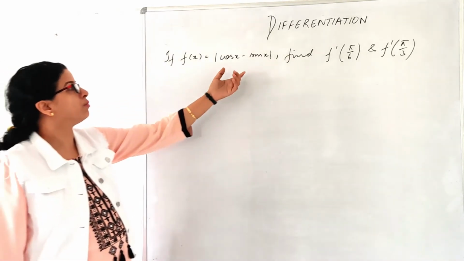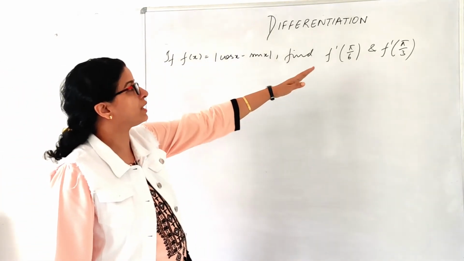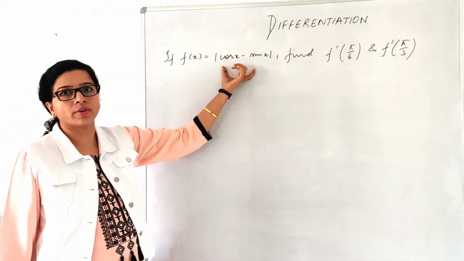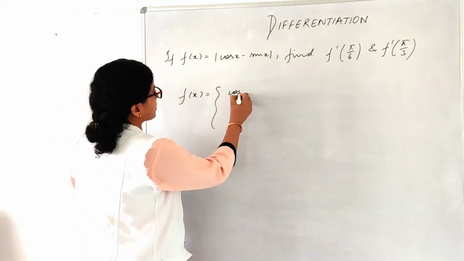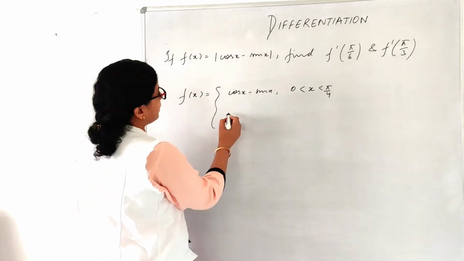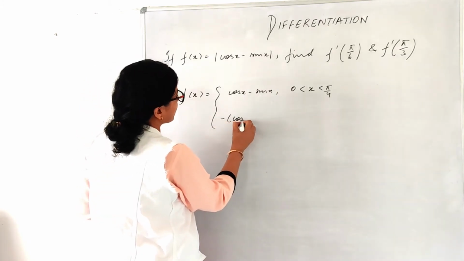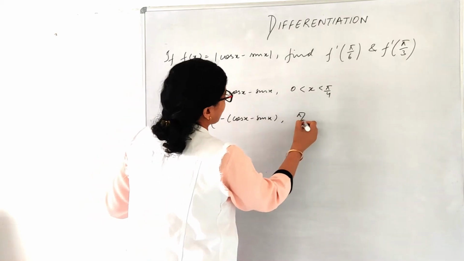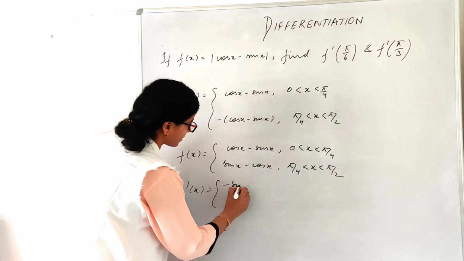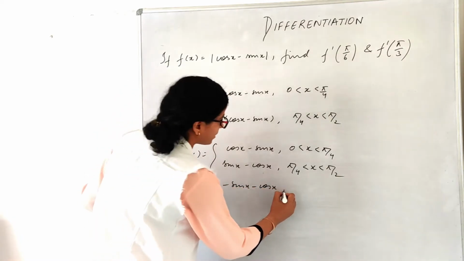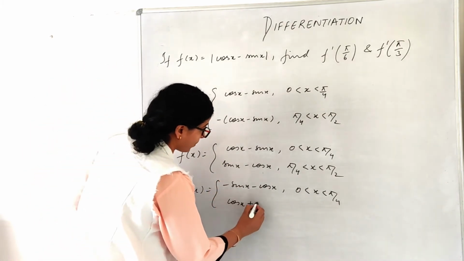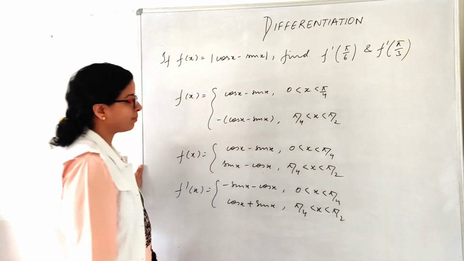If f(x) is equal to mod of cos x minus sin x, find f dash pi by 6 and f dash pi by 3. Now students, whenever a mod function is there, we have to define it piecewise. So f(x) equals cos x minus sin x when x lies between 0 and pi by 4, and it is equal to minus cos x minus sin x when it lies between pi by 4 and pi by 2. Now f dash x, what will it become? Minus sin x minus cos x for the interval when x lies between 0 and pi by 4, and this will become cos x plus sin x when it lies between pi by 4 and pi by 2.